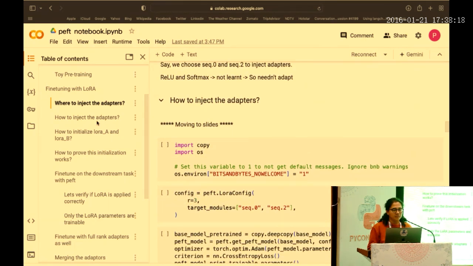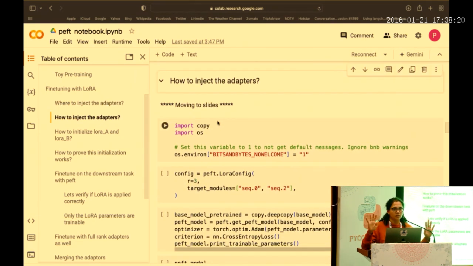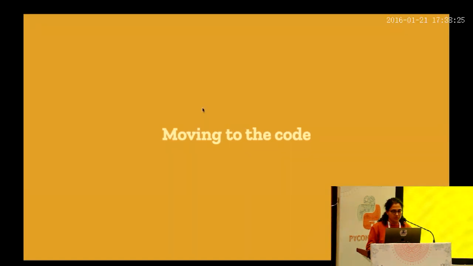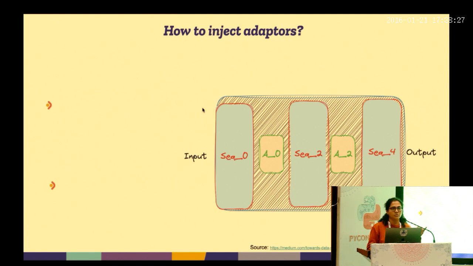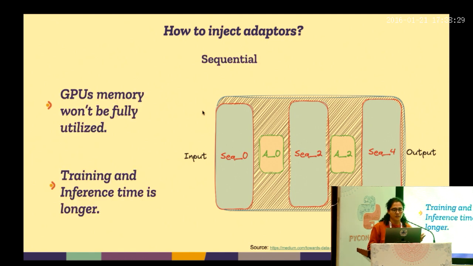Now the next question is how to inject these adapters. We have chosen 2 of them. Now how do you do that? Let's go back to slides. Option 1 is doing them sequentially. If these blue blocks are your base model layers, sequence 0, sequence 2, and sequence 4, and A0 and A2 are adapters, respectively, A0 is the adapter for sequence 0, A2 is the adapter for sequence 2. So one option is to do it sequentially.